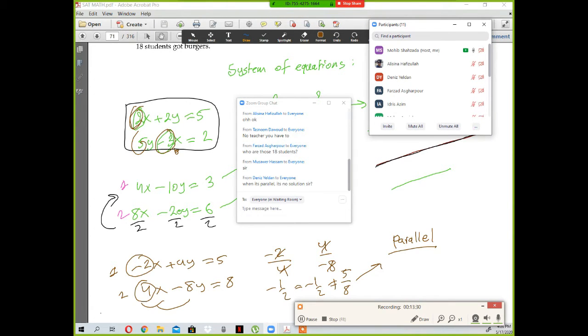When it's parallel, there's no solution. Yeah, there's no solution. Intersection means solutions, okay? Just memorize it. If there's no intersection, that means there is no solution.